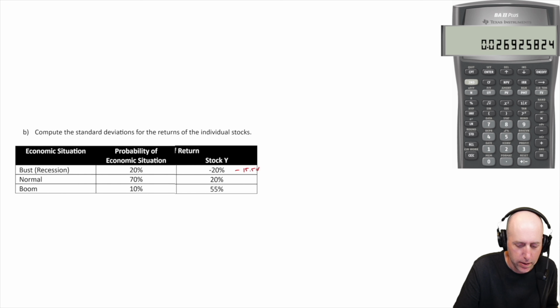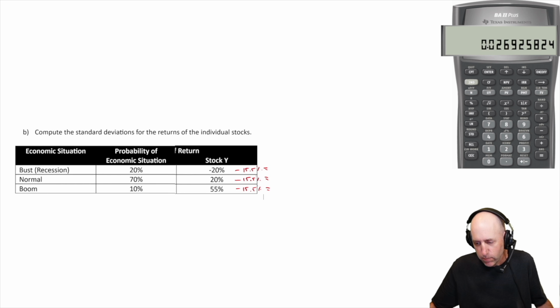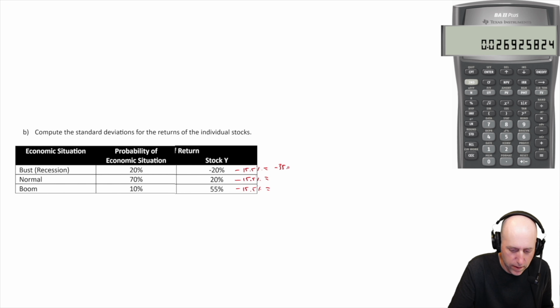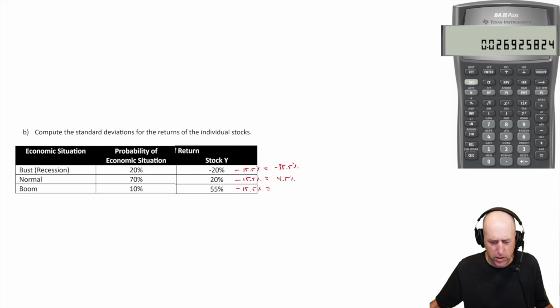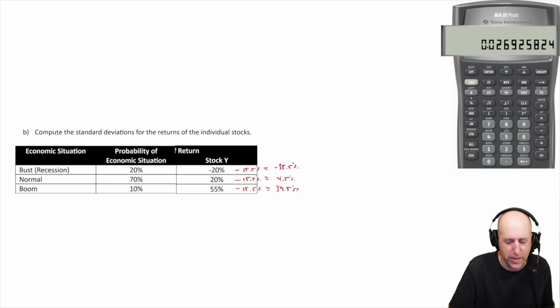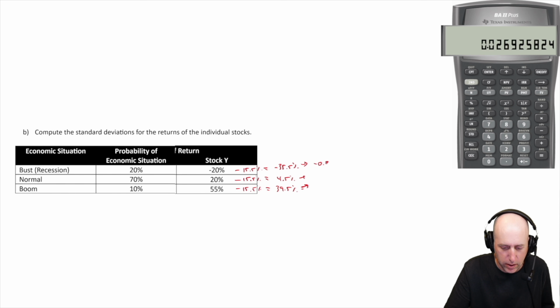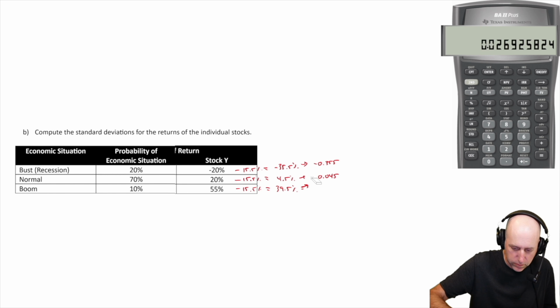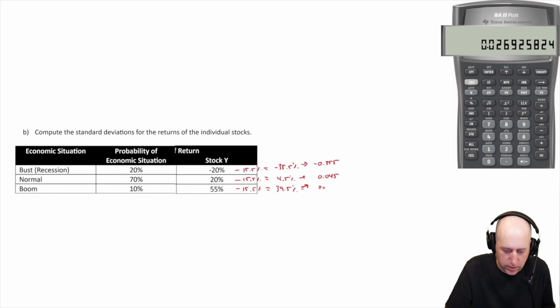So I subtract my expected return for that stock. Negative 20 minus 15.5 is negative 35.5%. 20 minus 15.5 is 4.5%. And 55 minus 15.5 is 39.5%. Just doing the math in my head. We square the differences, so I'll state these as decimals. Negative 0.355, negative 0.045, actually positive, doesn't really matter, and positive 0.395.